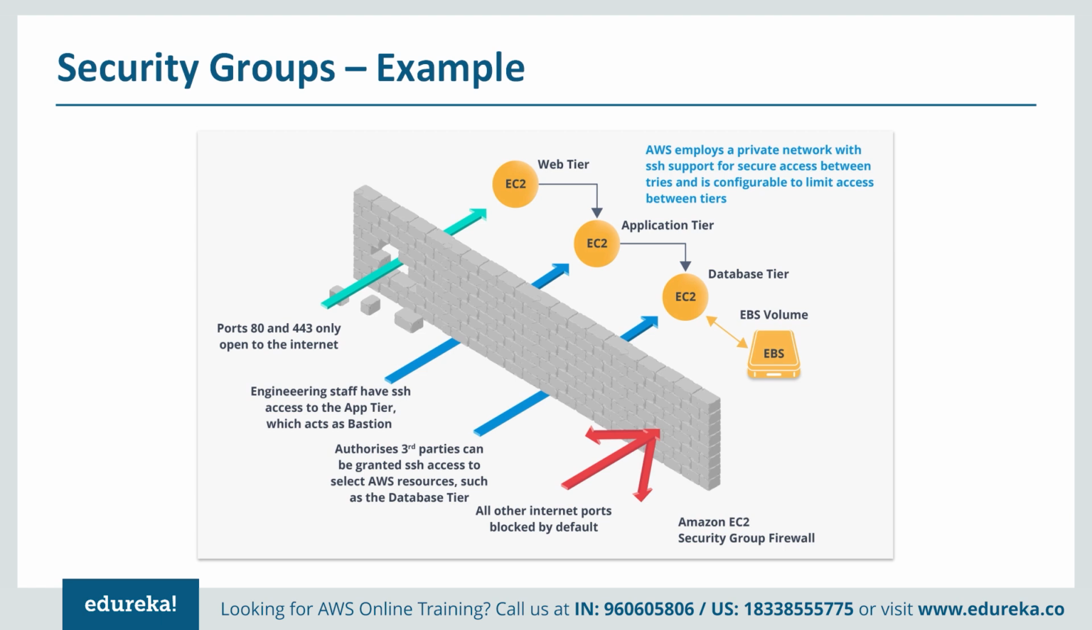So for web tier, we have opened port 443 if you have configured SSL. For application tier, again, you'll open up connections from web tier. And additionally, you might want to open an SSH connection for you to access the instance directly.